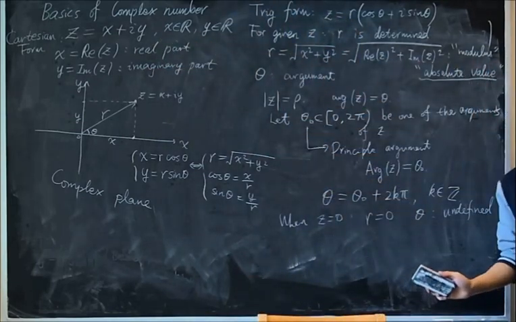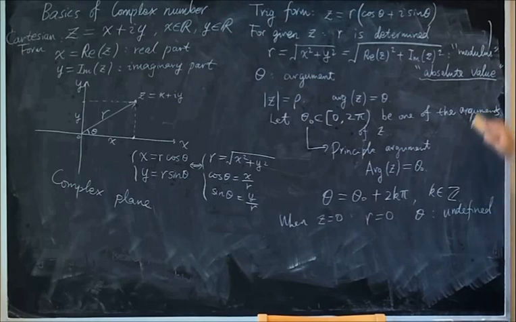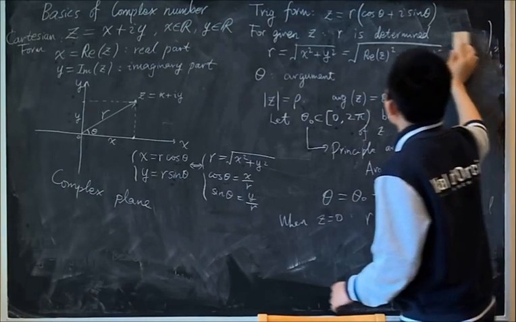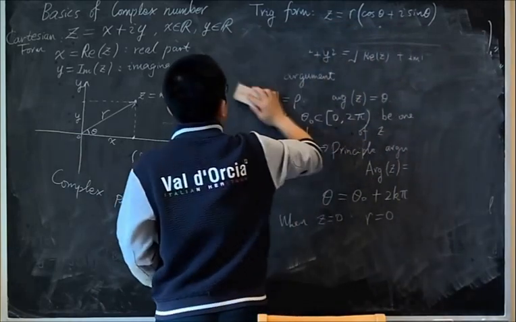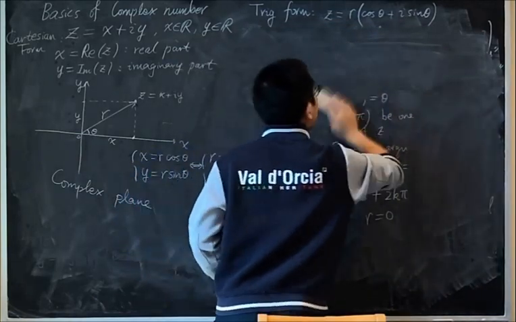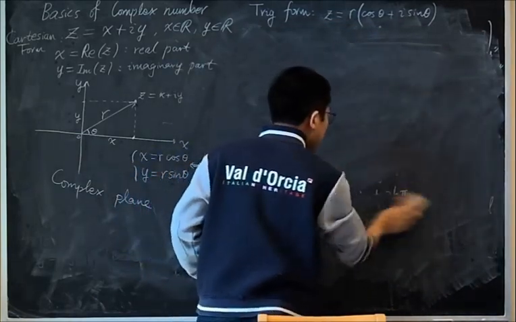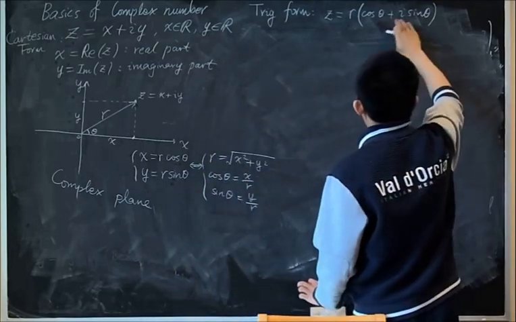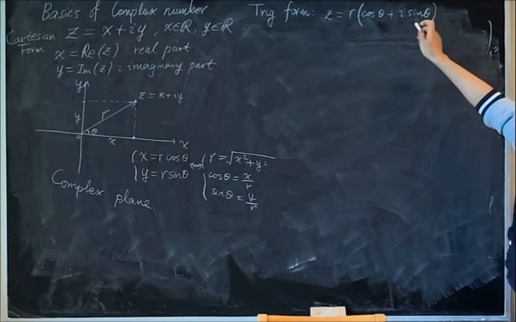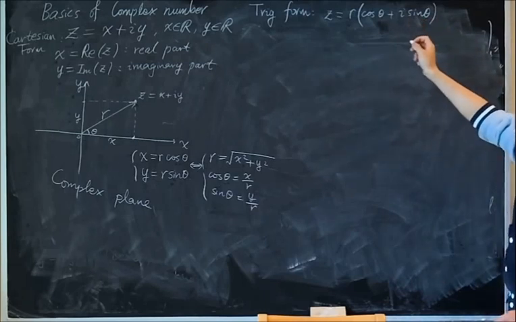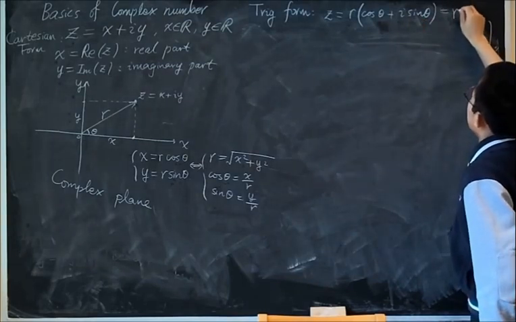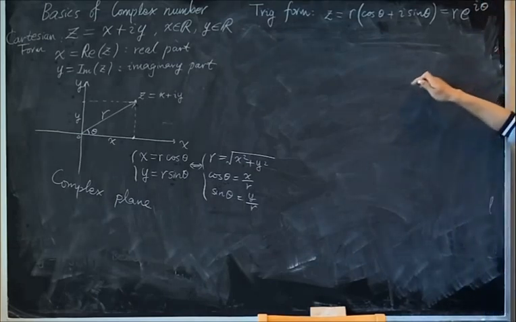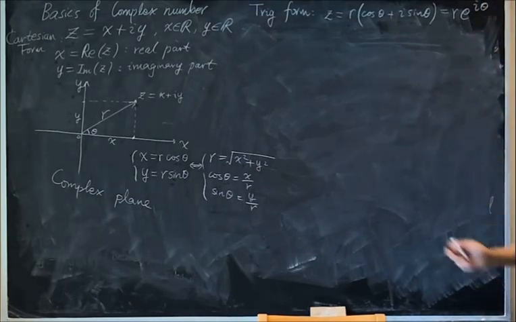Now I'm going to talk about a very important identity. Okay, I'll have to erase this part. We start with the trig form in here. This part in the bracket, cosine theta plus i sine theta, can actually be written in a more concise form of e to the power of i theta. Okay, so to prove this, we think about the Taylor expansion.